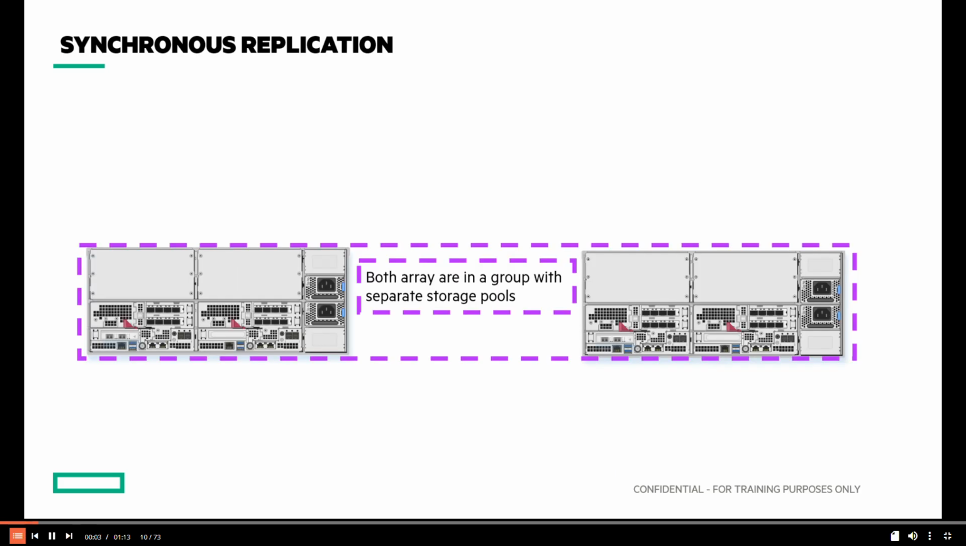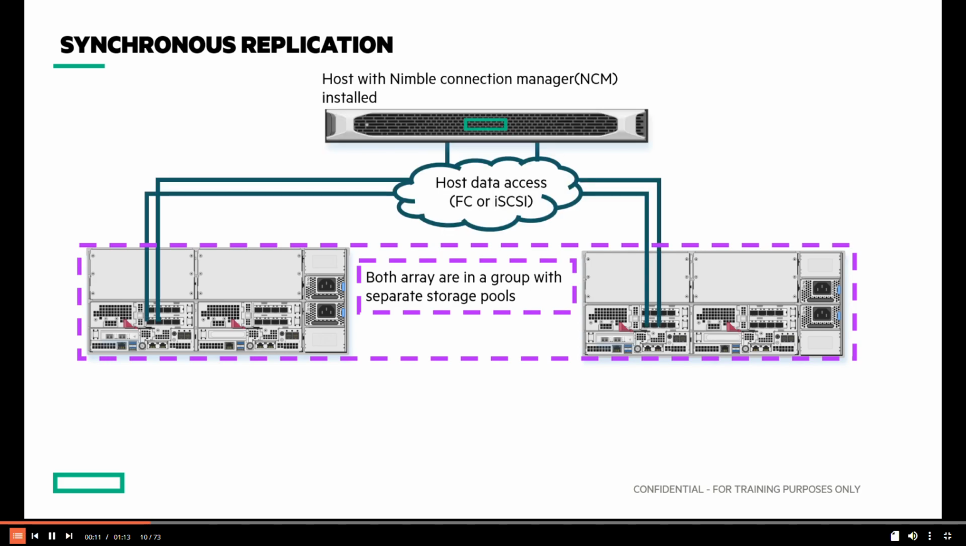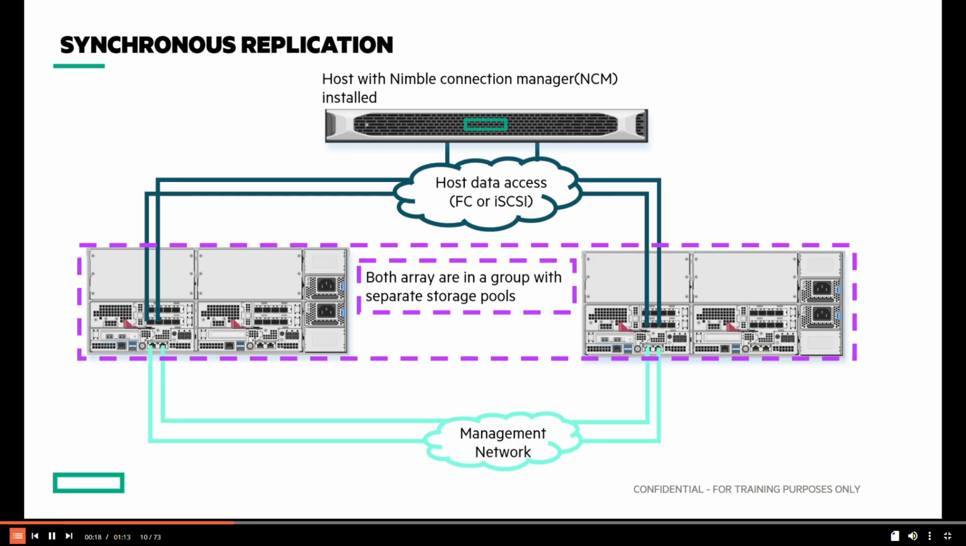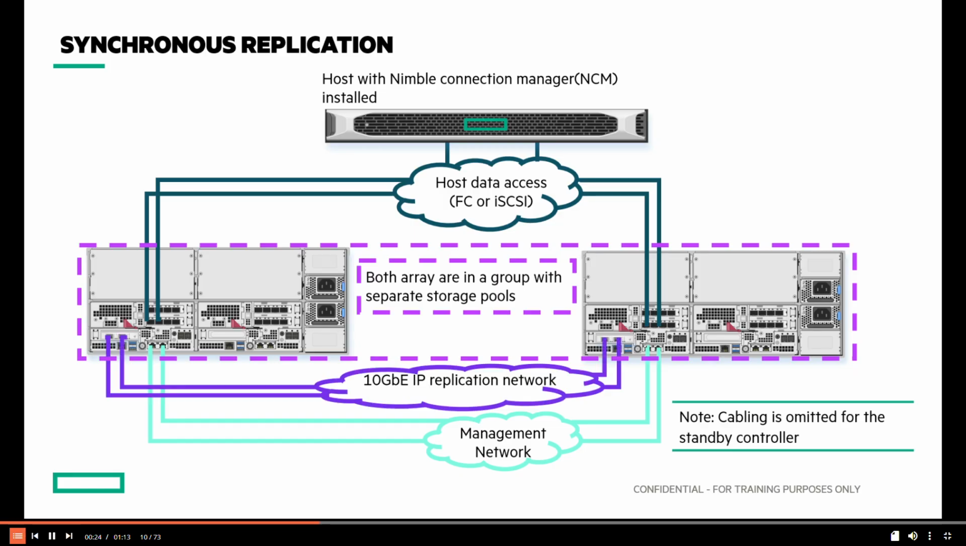HPE Nimble Synchronous Replication requires two identical Nimble storage array models in the same group with separate storage pools. There is a maximum of 2 storage arrays in the group. Synchronous replication is not supported with HF20H, CS1000H, or SF series. The 2 systems are not required to have the same storage capacity and network options installed.